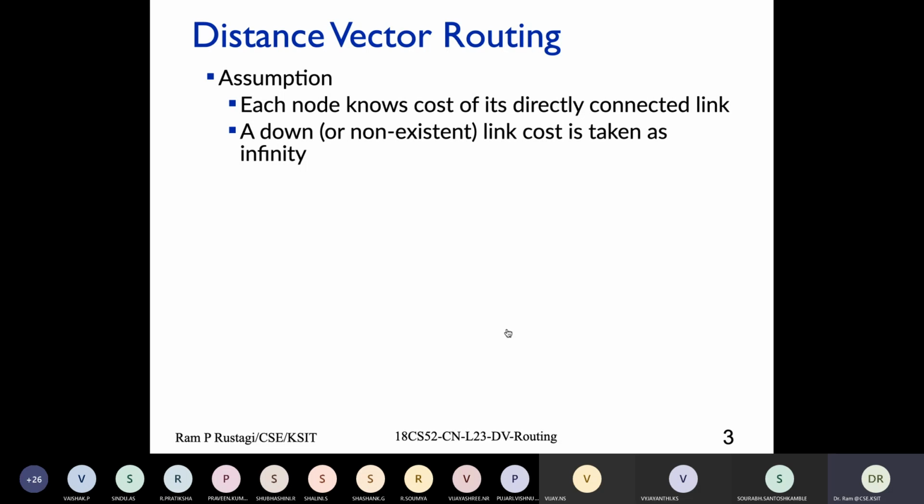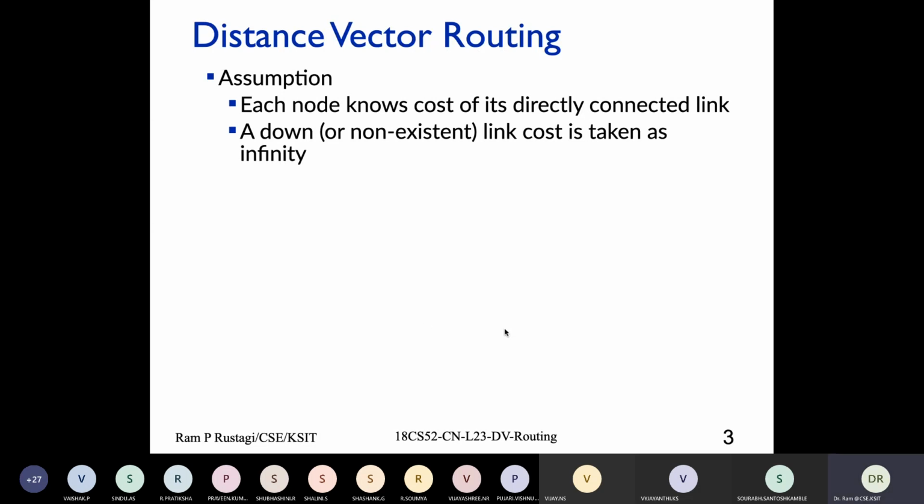In link state routing, we work with the assumption that each router knows the whole topology of the network. That is, even if I'm not directly connected, I'm router one, so I would know how router two is connected to router three, or router three is connected to router four, and so on and so forth.